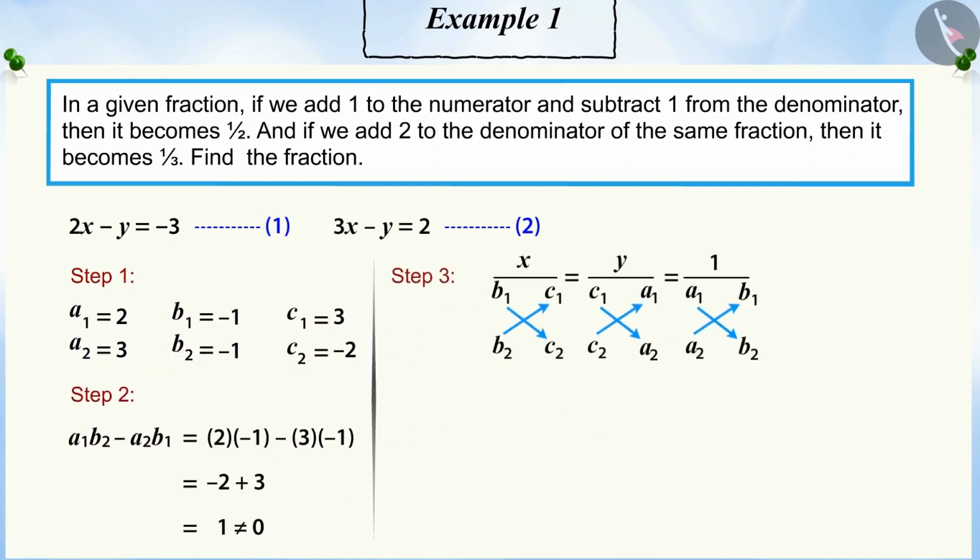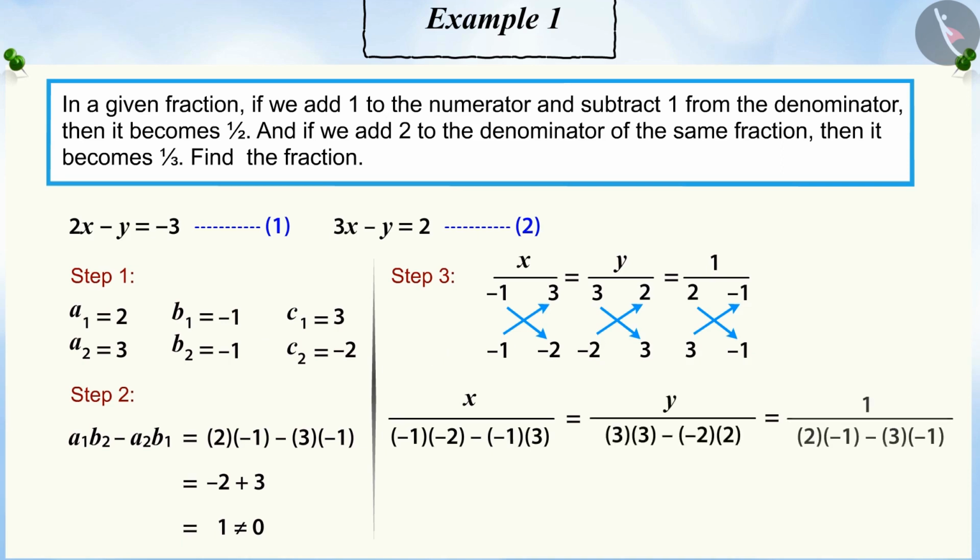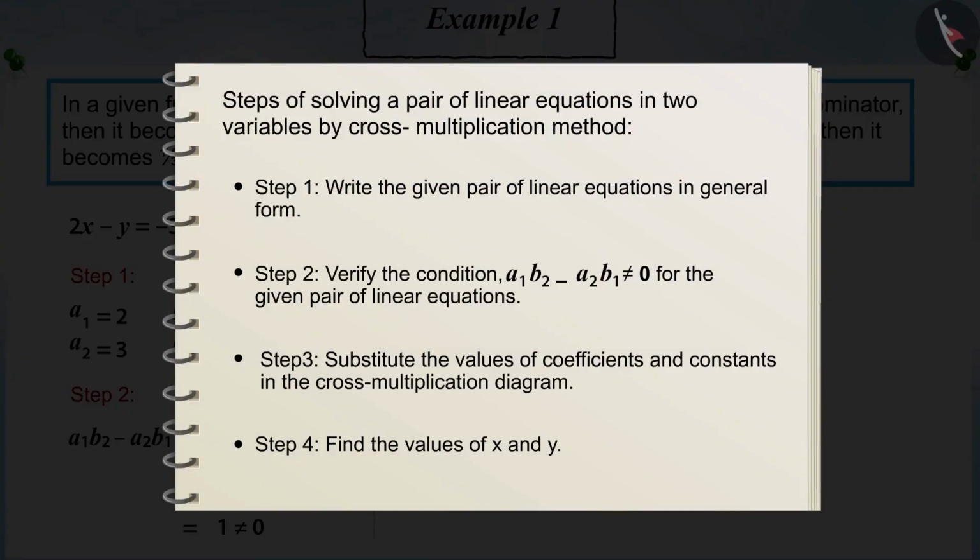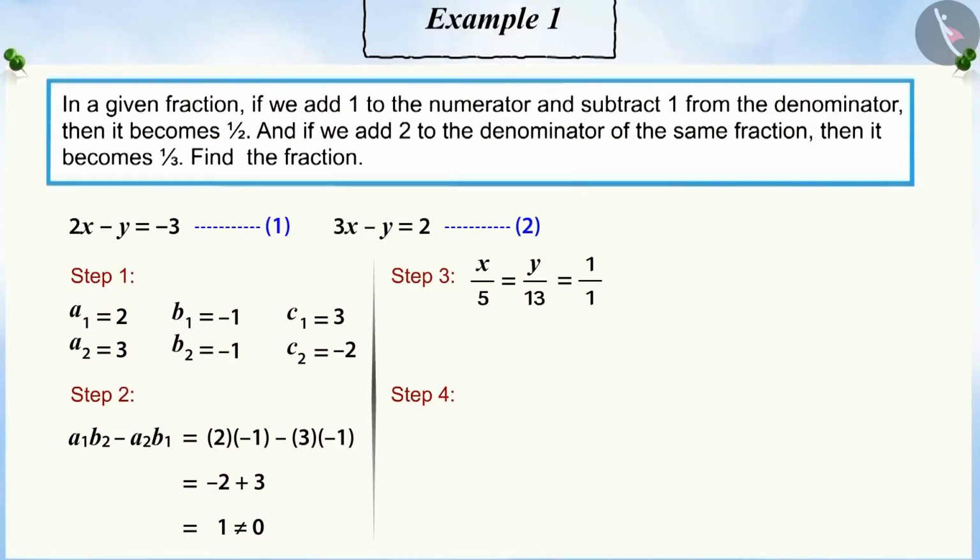Now, we substitute all the values obtained from step 1 in the cross multiplication method. And multiplying the numbers according to the arrows made, we subtract the second product from the first, after which we get x by 5 is equal to y by 13, which is equal to 1 by 1. Now, in step 4, we will find the values of x and y, for which we will use the result from step 3, and we get x is equal to 5 and y is equal to 13.